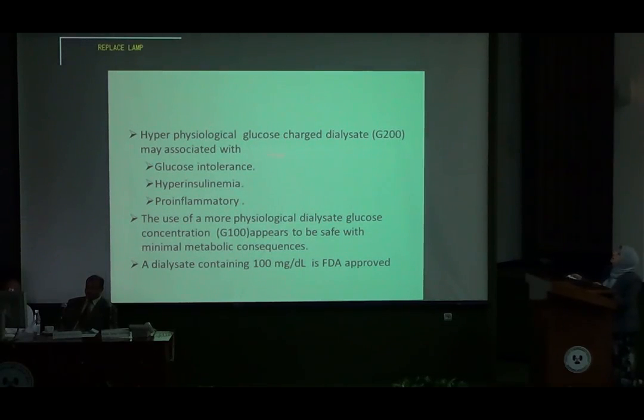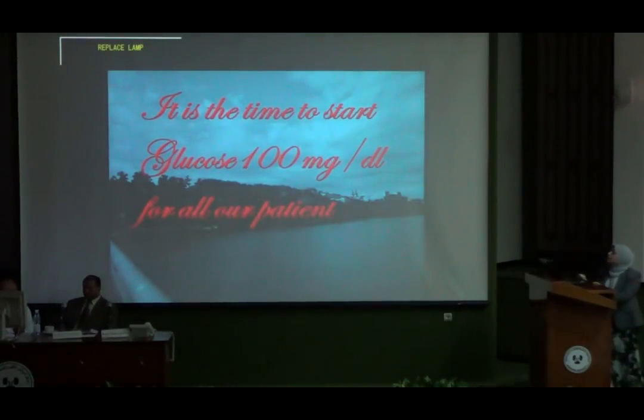Hyperphysiologic glucose-charged dialysate, which is 200 milligrams per deciliter, may be associated with glucose intolerance, hyperinsulinemia, and may be pro-inflammatory. The use of physiologic dialysate glucose concentration, G100, appears to be safe with minimal metabolic consequence. Dialysate 100 is FDA approved and is available. I think maybe now is the time to start glucose at a physiologic concentration, which is 100 milligrams per deciliter.